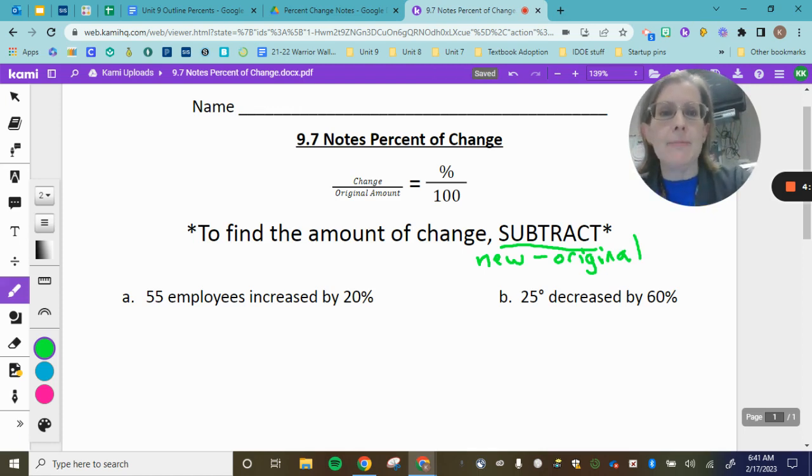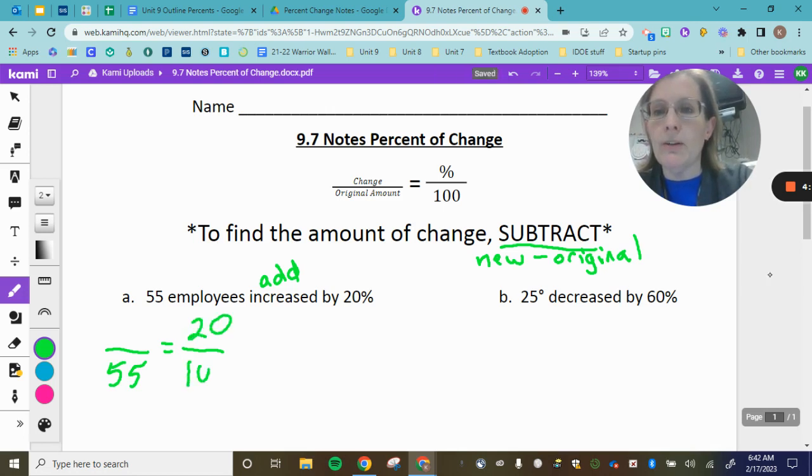So for letter A and B, these work just like normal percent problems because they gave you the percent and the number. So that one is pretty easy because we are going to add or subtract later. 55 employees increased by 20%. So increase means that it's going to be adding. So I set up my percent proportion. My 55 is how much I started with. That's how many employees there were at first. 20 over 100. And my variable is how many more employees that they have.